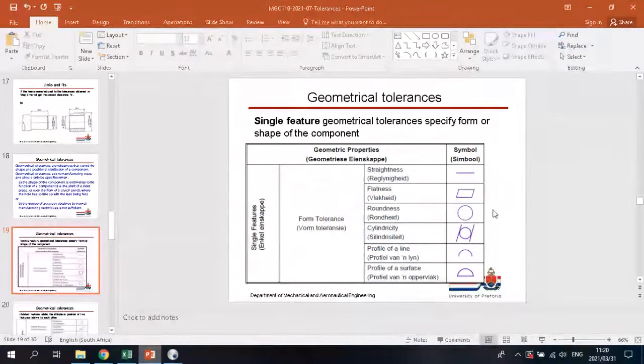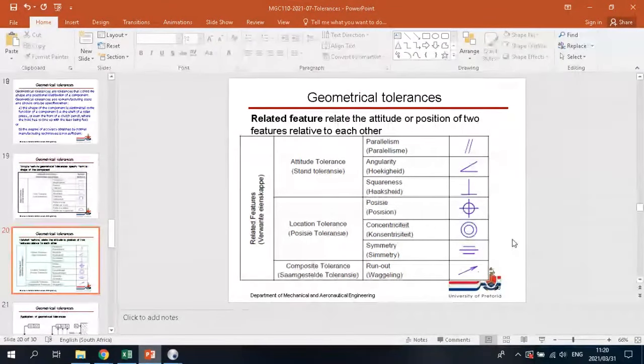Roundness is the example I showed with those little brass pipes of mine. Cylindricity was the example I showed with the pen. Profile of a line can be specified, or the profile of a surface can also be specified. Then you also get related feature geometric tolerances, where it basically just refers one feature to a different one. You can have lines that are parallel, you can specify an angle, specify perpendicularity, position, concentricity, like the clutch pencil tip example, and you can specify symmetry or wobbling of a shaft.